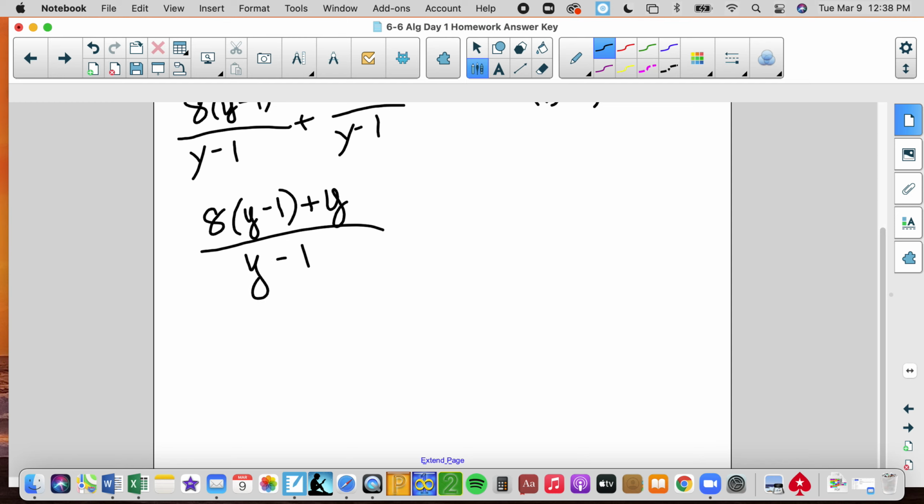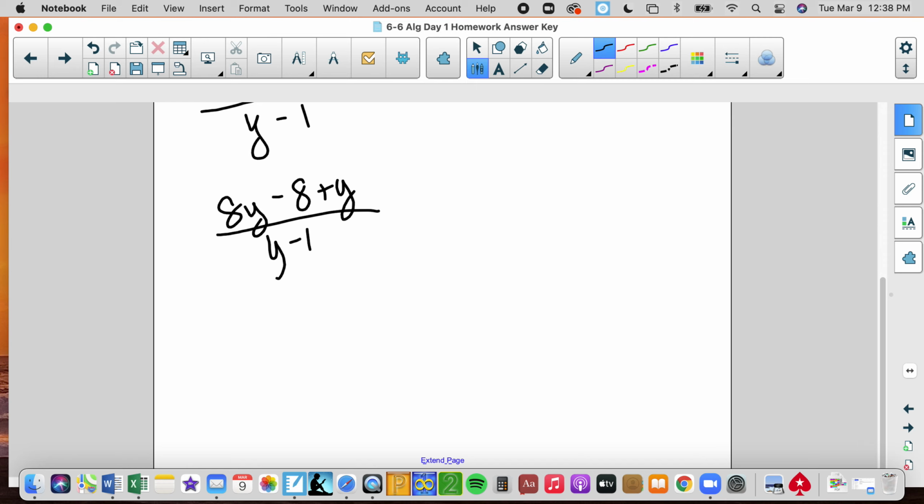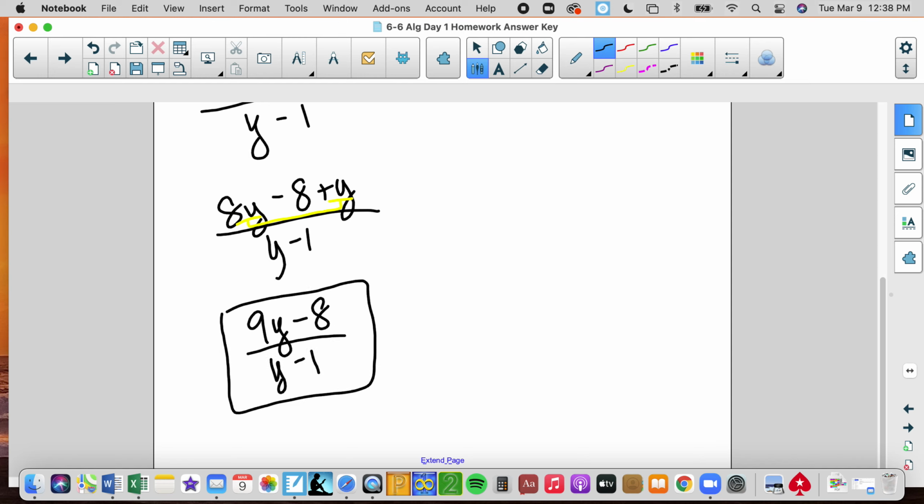Y minus 1. Let's distribute that 8 into there. I get 8y minus 8 plus y over y minus 1. I have like terms. This time I have variables as like terms. 8y plus y gives me 9y minus 8 over y minus 1. I can't factor that numerator. There's no common factor. So that would be my answer.